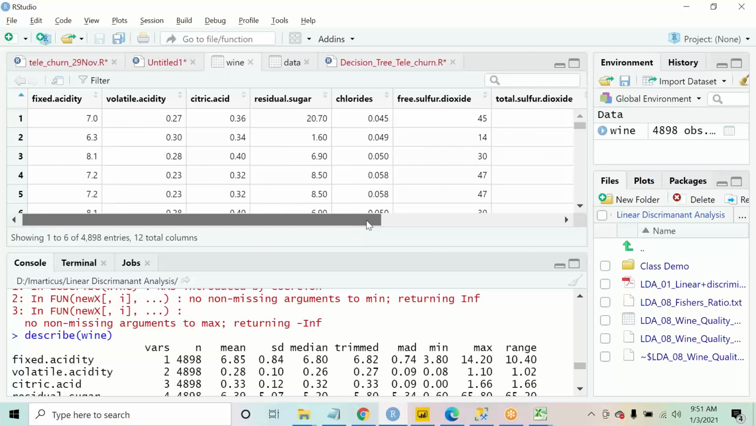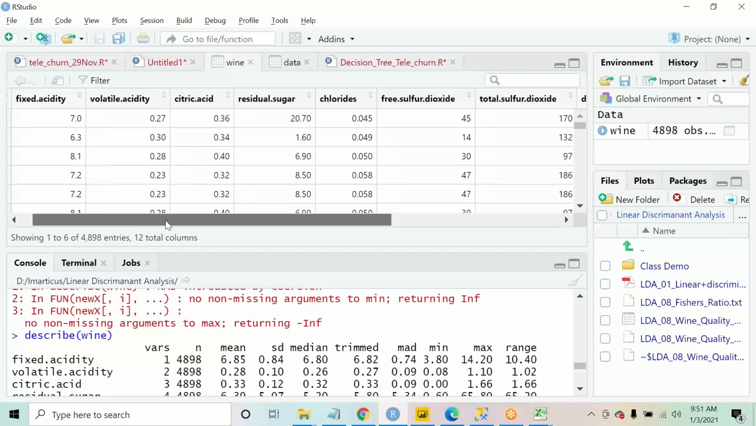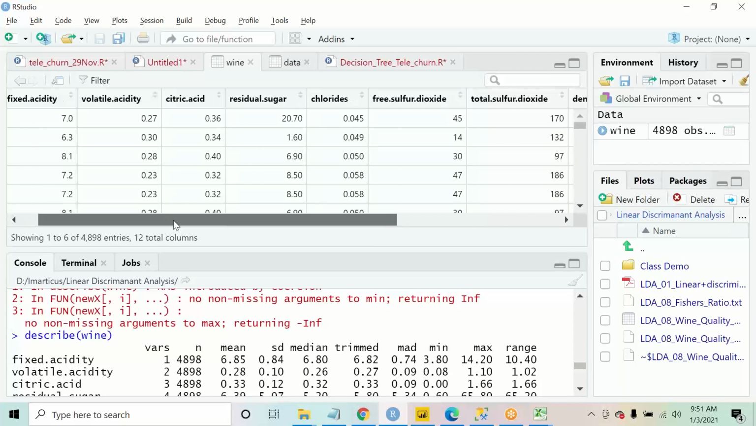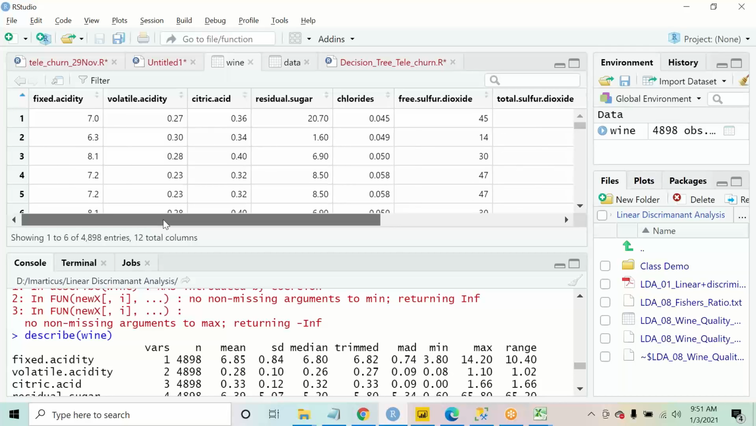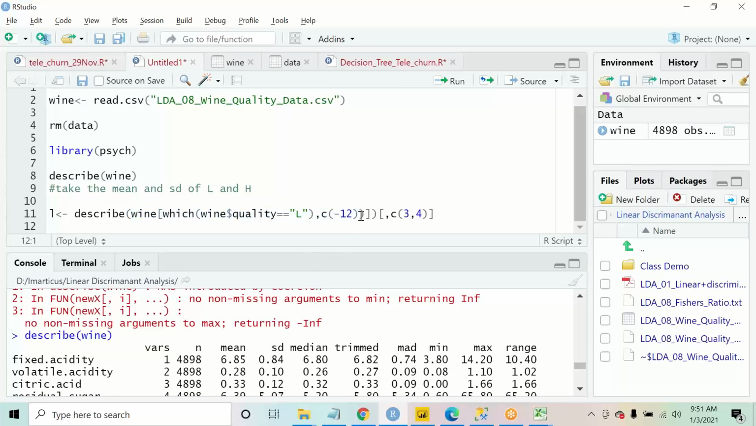so what happens is, when you use this describe function, it automatically picks up all the variables, up till the last variable. Now this is the 12th variable that you have, quality, but I do not want to calculate the mean, median and everything on the quality variable, correct? So that is why I have written minus 12. Minus 12 means remove this column, use all the other ones. Okay, so this is something for rows, and this is for the column.